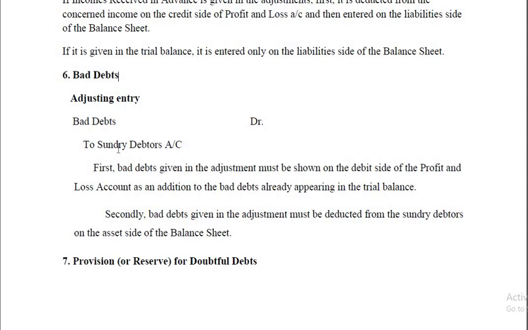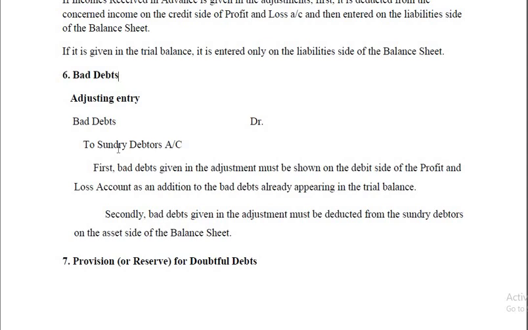So bad debt is a loss, so it should be debited to profit and loss account. And then to that extent you are not going to receive from the debtors, and therefore sundry debtors account should be credited. Normally sundry debtors account is debit. Since you are not going to receive so much of amount, therefore it should be credited. Yes, treatment in the final accounts.